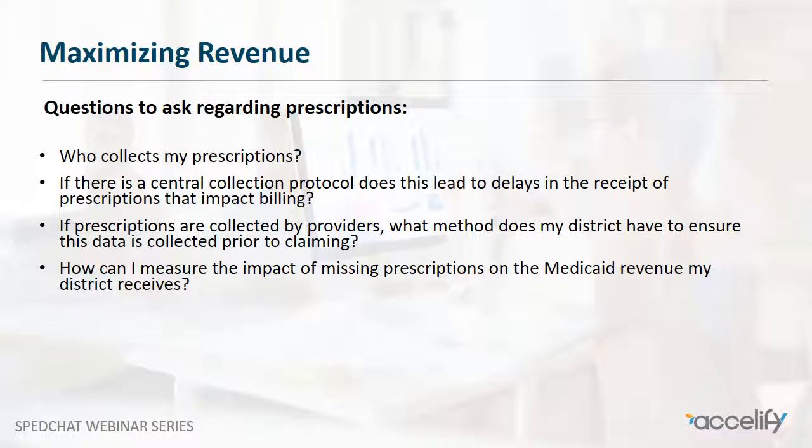Now, let's talk about prescriptions. We've seen OT and PT prescriptions collected two different ways. So the first question you want to know is, who is collecting the prescriptions for OT and PT services? The one way we've seen it done is that all students that receive these services are collected together at a central location. And then after a certain number of forms are collected, those are sent to a single doctor, and prescriptions are written for all students.